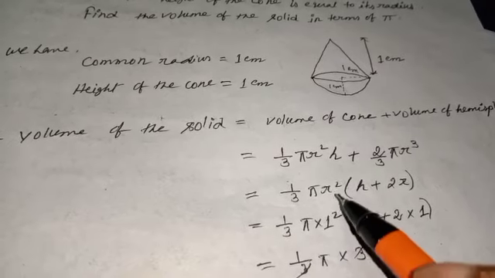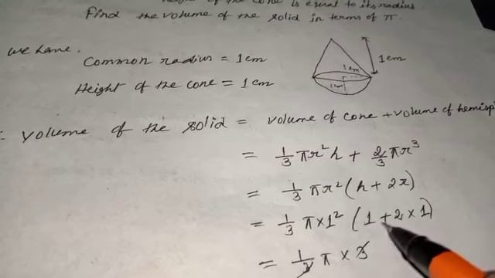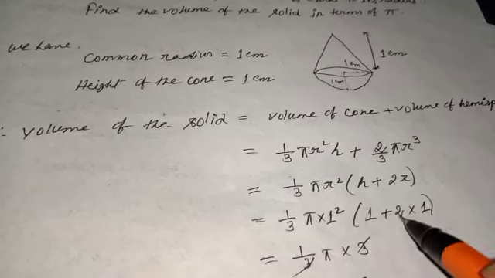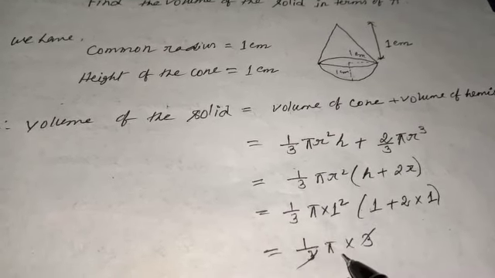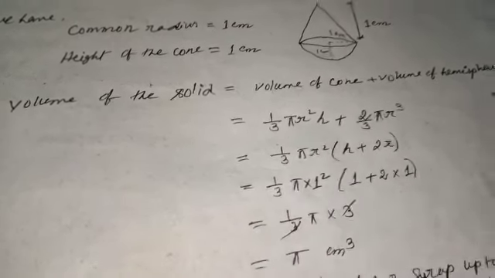1 by 3 pi, then r is 1, so 1 square. 1 is also 1 plus r is 1, so 2 into 1. If you calculate, 2 ones are 2, 2 plus 1, 3. Then 1 square is 1. Then 1 by 3 of pi. 3 cancel. What is left? Pi ones are pi centimeter cube. Clear? Question number 2.